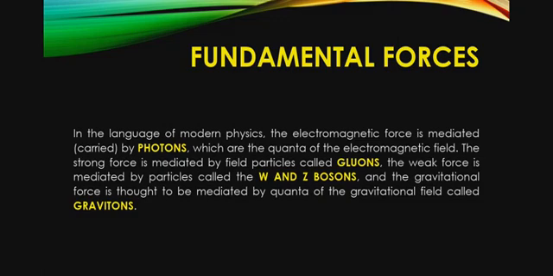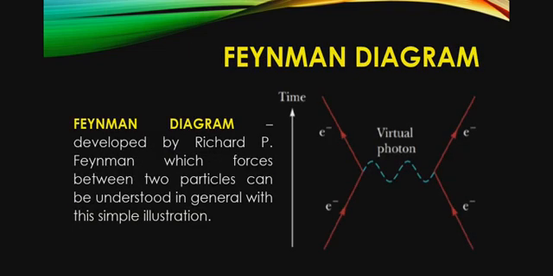So, there are important terms: photons, gluons, gravitons, and bosons. Just get the key terms. The electromagnetic force is mediated by photons. Then the weak force is mediated by bosons. Next is the Feynman diagram.